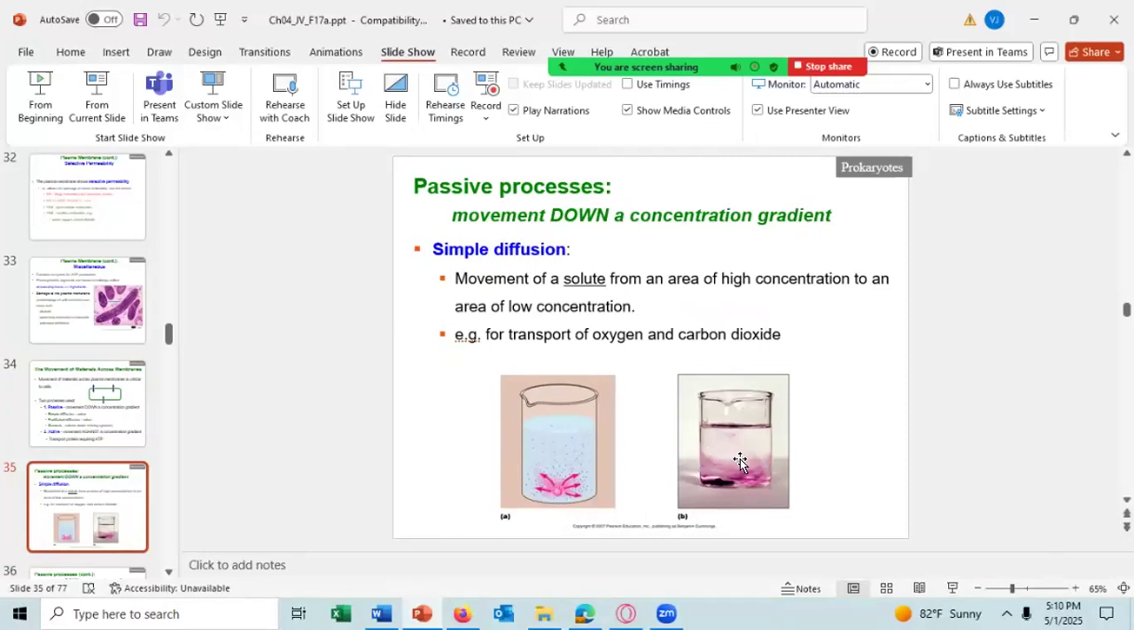Any question about any of that? Like I said, simple diffusion is very important for the cell getting oxygen inside the cell and carbon dioxide leaving the cell.